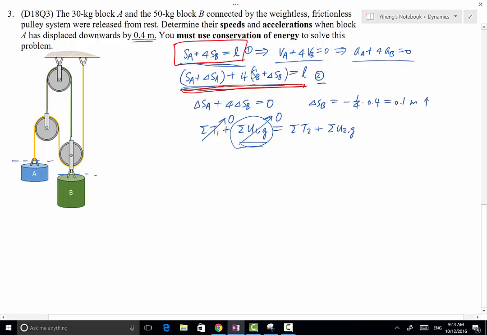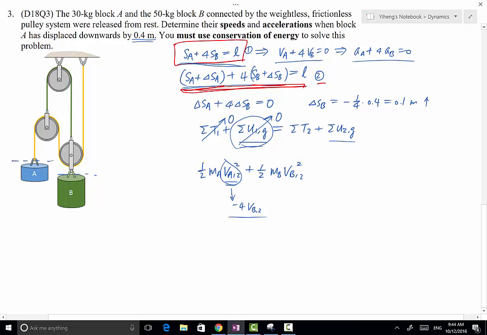And then on the right-hand side, total T2 equals 1/2 MA VA2 squared plus 1/2 MB VB2 squared. Now don't forget VA and VB are related. Depending on which one you want to use, I'm going to use VB. Therefore, I can rewrite VA2 squared as negative 4 VB2 squared, so this right here is rewritten in this way.